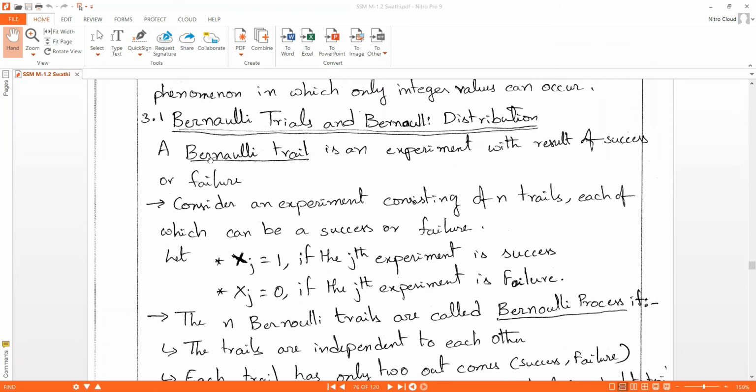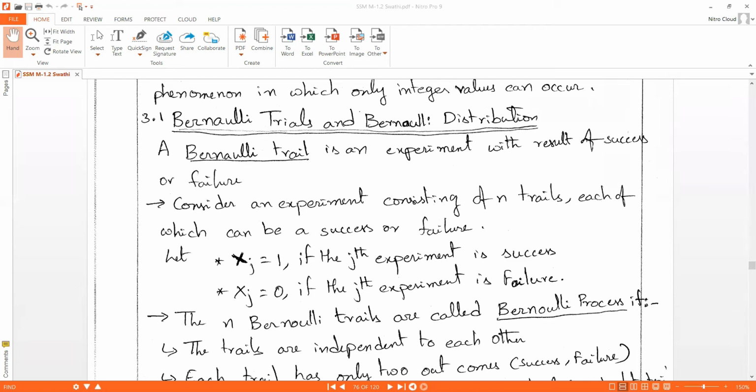A Bernoulli trial is an experiment with a result of success or failure. It will have only two outcomes, success or failure. Consider an experiment consisting of n trials, each of which can have a success or a failure. Let xj equal 1 if the jth experiment is a success, and xj equal 0 if the jth experiment is a failure.